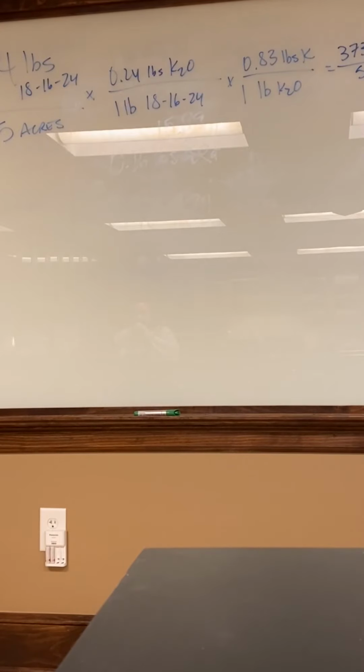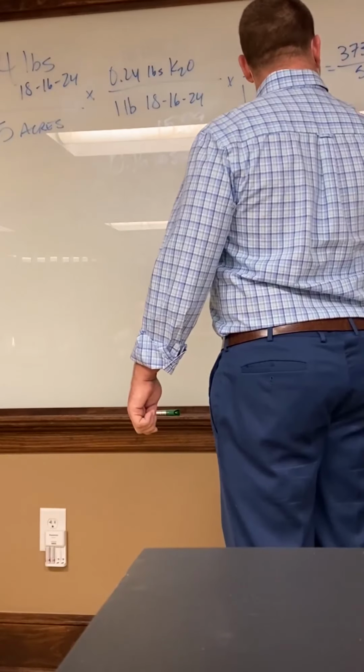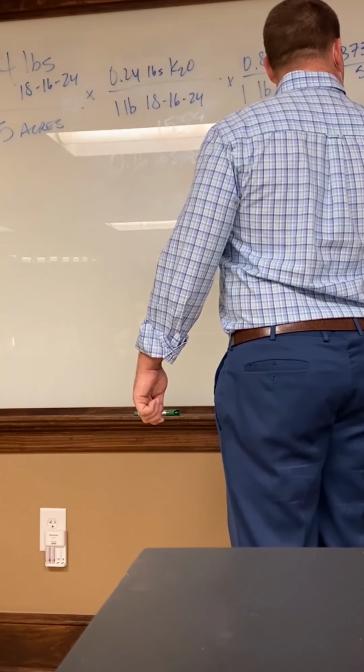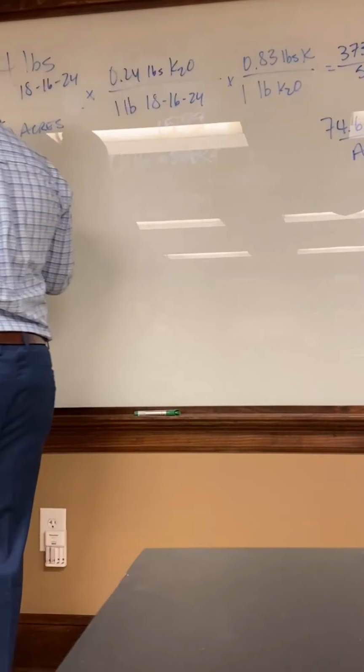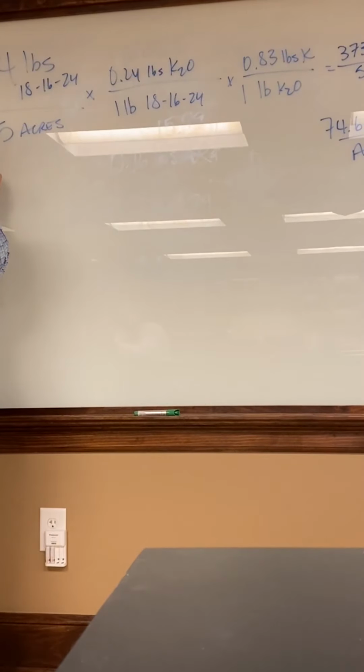How much per acre? Because I think I solved for 1 and then gave you 5 rather than solving for 5. Correct. What was the answer? 74.6. Do 1874 divided by 5. 374.8.